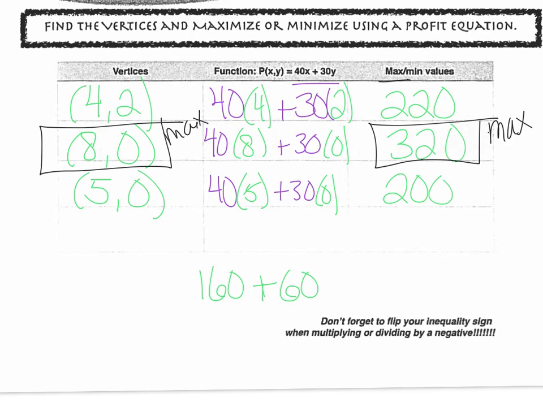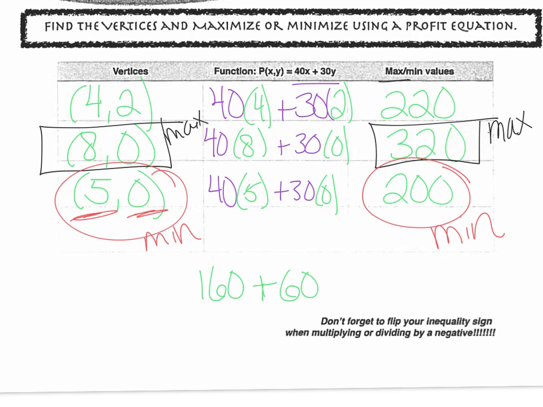In that same respect, you can look at this and look for the smallest number, 200, which would be your minimum value. So the combination of 5 of the first item and 0 of the second item would produce your minimum value. Alright, so now go ahead and try assignment 11.